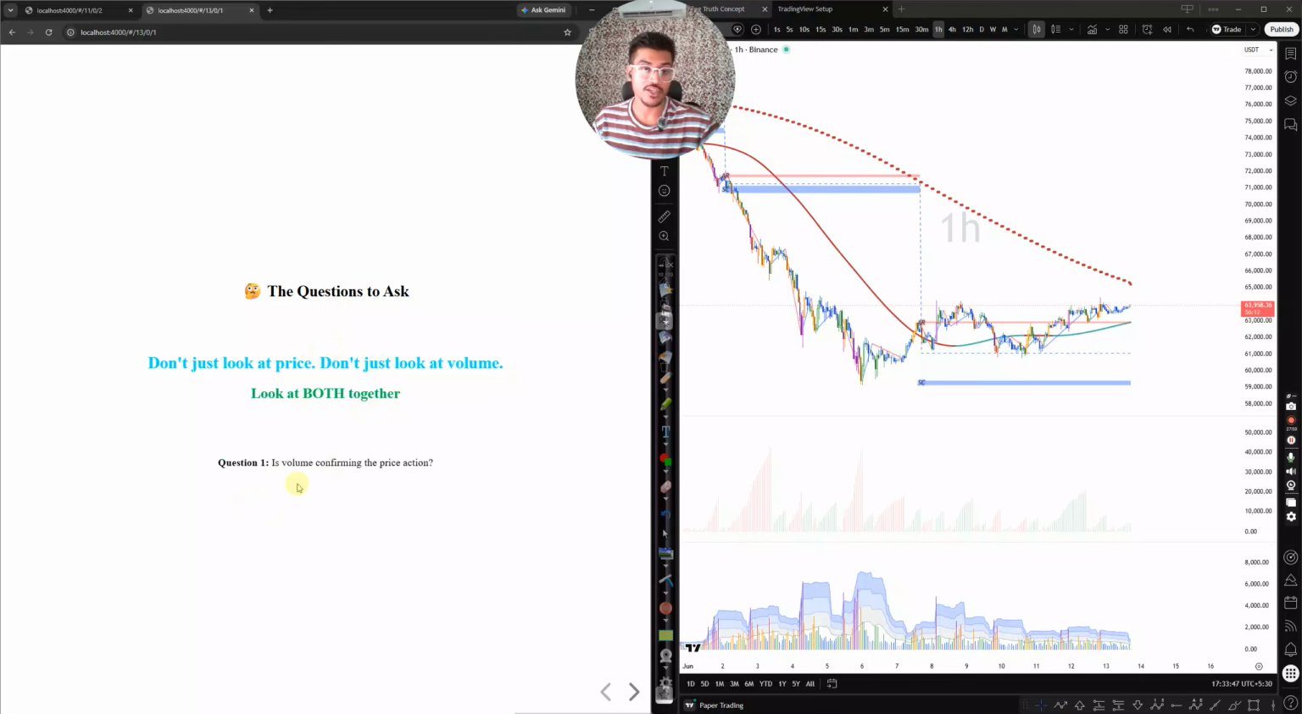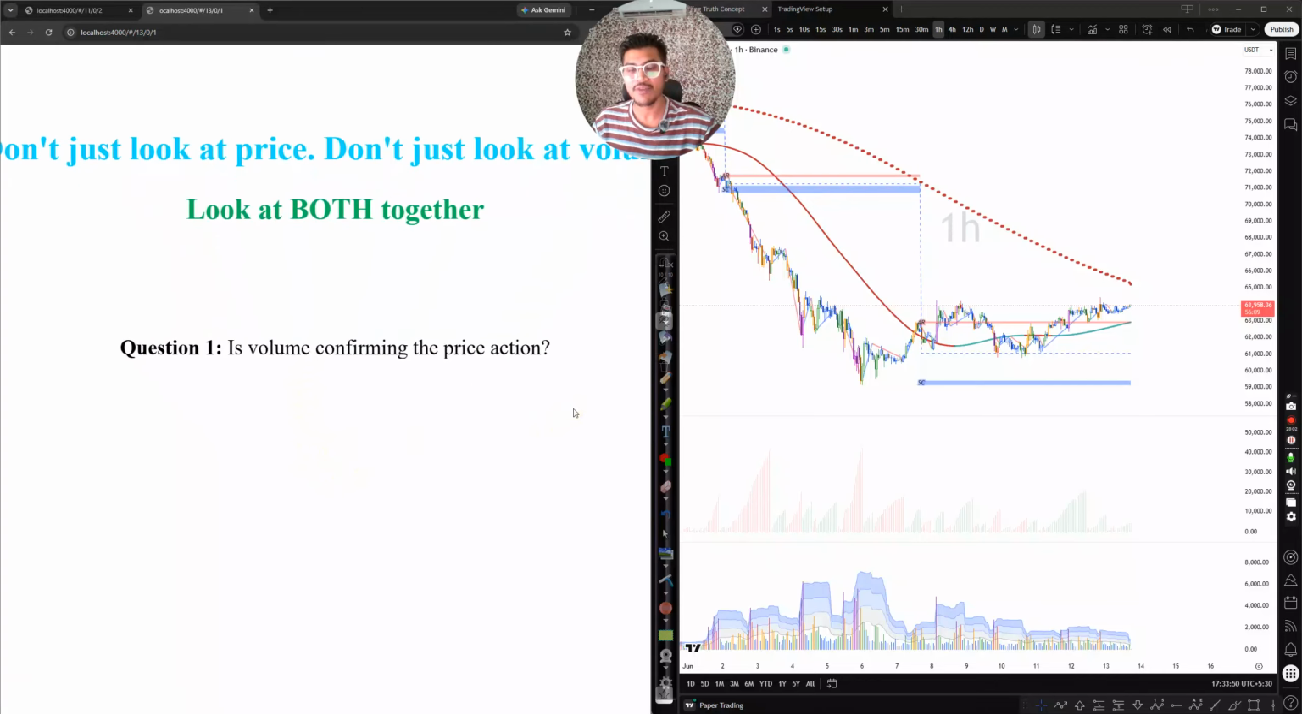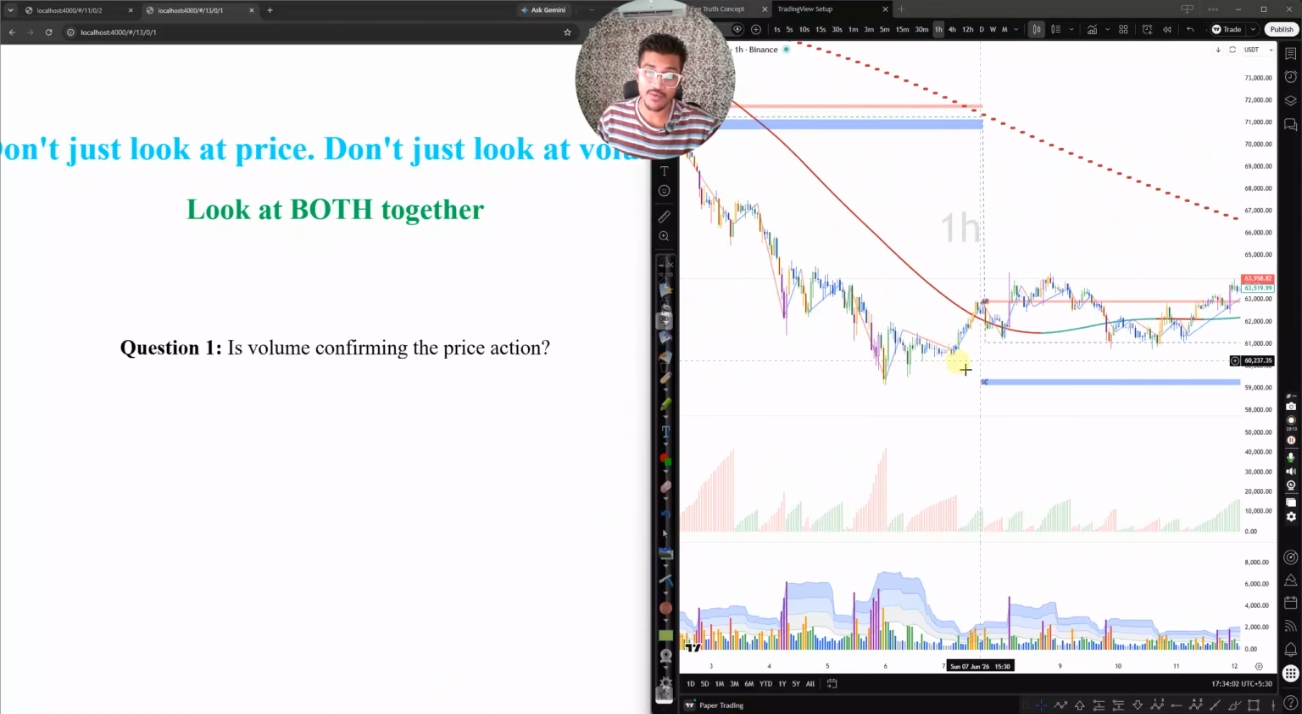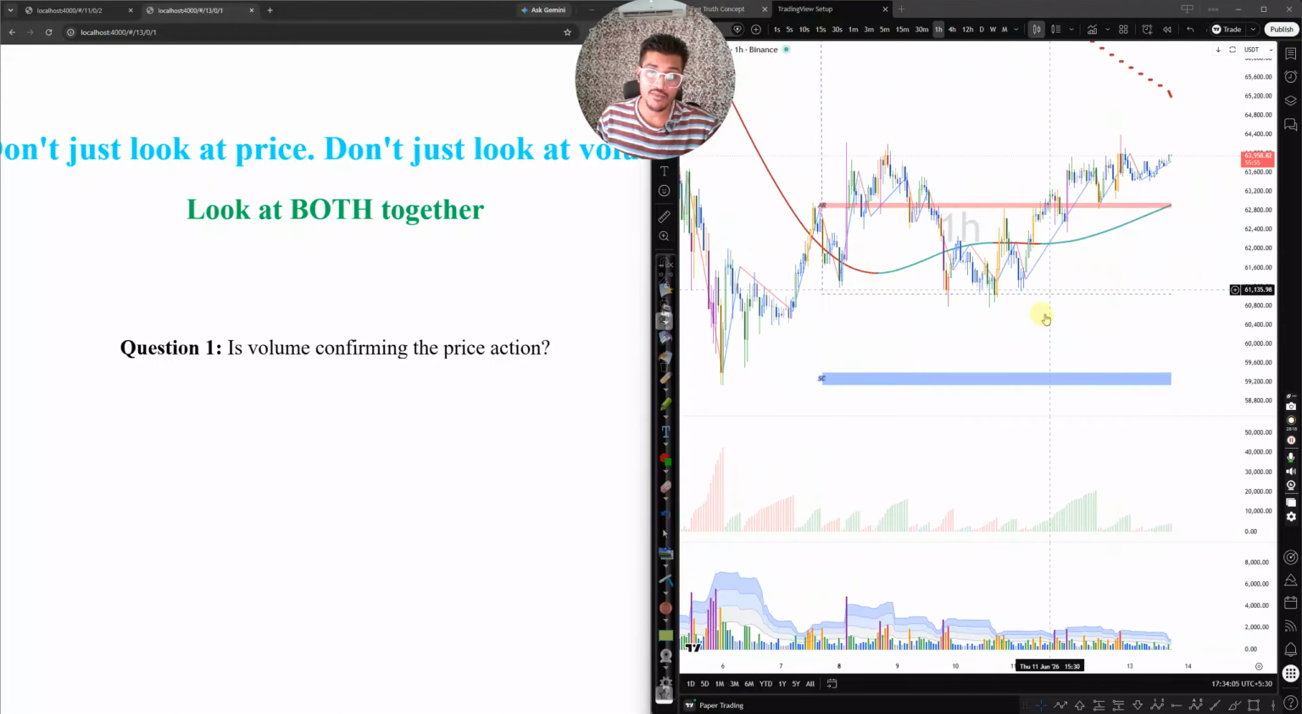So question one: is volume confirming the price action? You should ask yourself this question. Is the volume confirming the price? You can apply that principle here. You see volume is confirming the price, so the market is likely to go much higher. You see a lot of support there. For instance, see here how the market made a low but volume was low there, so the market goes up, and then it makes new higher volume.